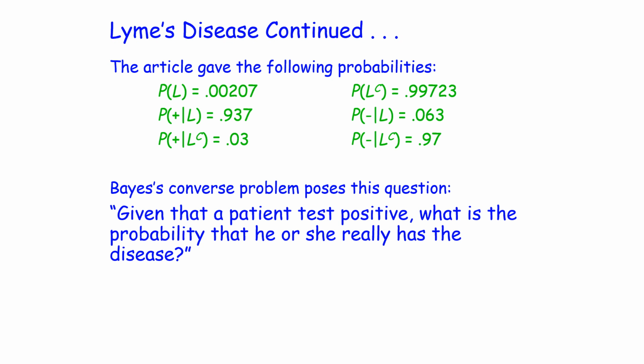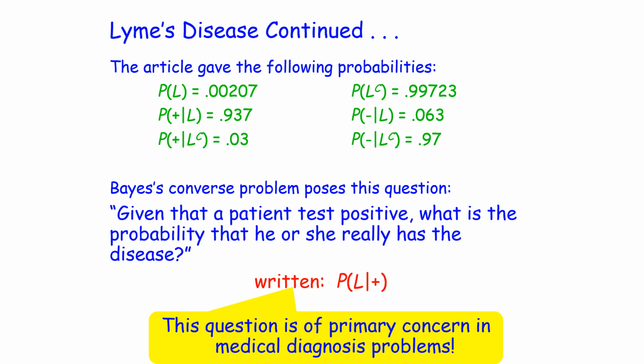So again, here are the probabilities that the article gave us. And Bayes' converse problem poses this question: given that a patient tests positive, what is the probability that he or she really has the disease? It would be written as the probability of L given a positive test. It's really the primary concern in medical diagnosis problems all the time.